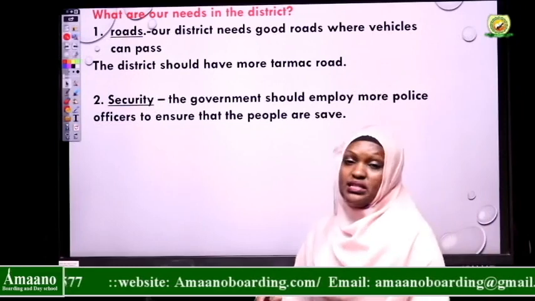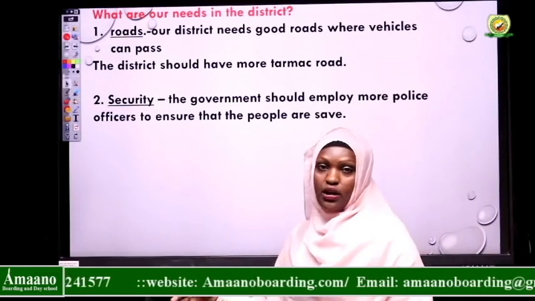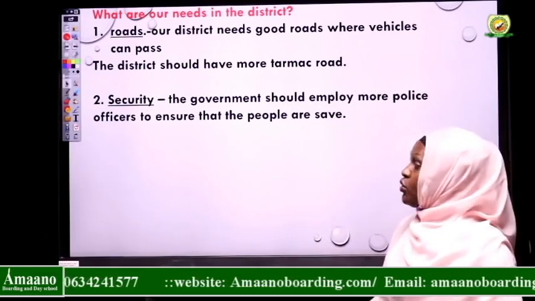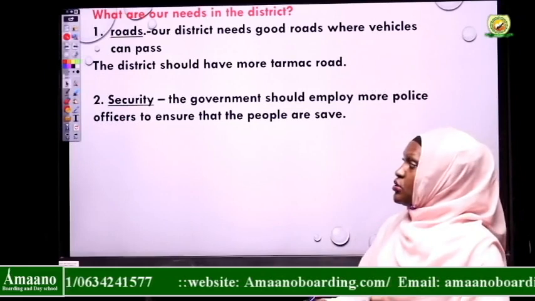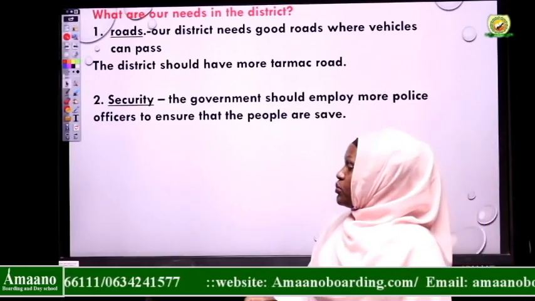So maybe if someone takes away your something, there should be a police officer who can go and find that person who took something from you. Or maybe people are fighting, we need someone to come and settle that fight between those two people.